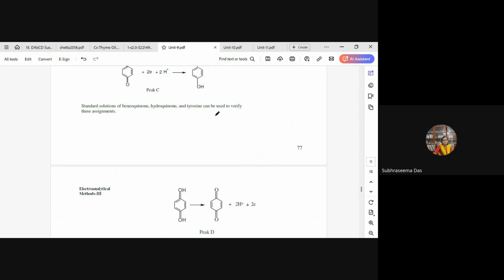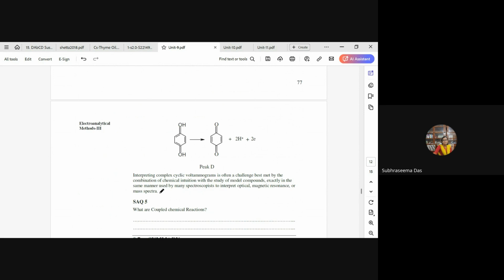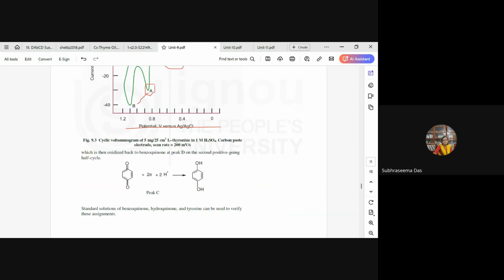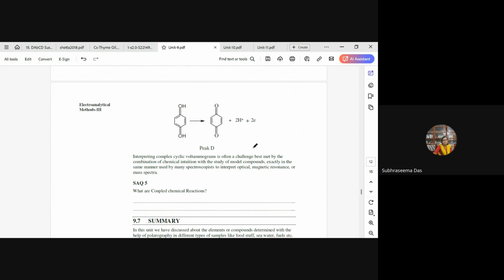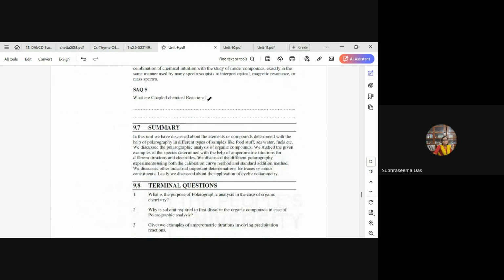So these are the standard solutions of benzoquinone and hydroquinone. They have also been used to confirm the formation of these products at different points on the CV. Complex cyclic voltammograms can also be analyzed, but it is quite a challenge. That is why for complex molecules mostly NMR has been used. However, CV plays a great role in understanding the structure of proteins and many other inorganic complexes.